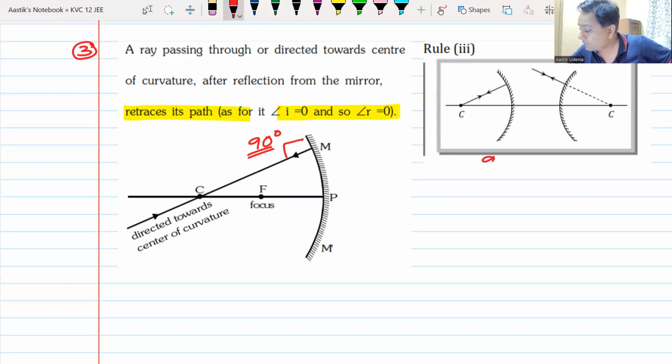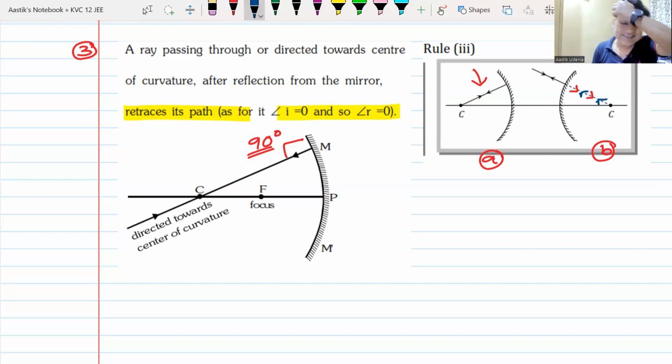In case of a concave mirror, the diagram will look like this. It will actually pass through the center of curvature, and after reflection it will again go through the center of curvature. But in case of convex mirrors, it cannot go to the center of curvature. It would be directed towards the center of curvature, and after reflection it will again seem to come from the center of curvature. These are the three rules.